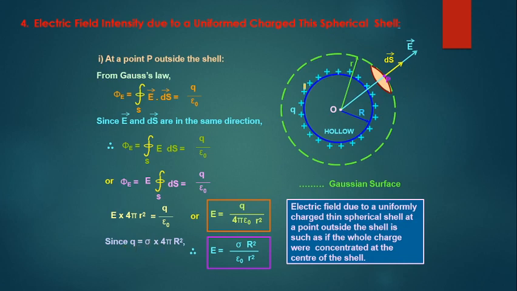So Q, the total charge over the spherical shell, is the surface charge density sigma times the surface area of the sphere, 4 pi R square, as the total charge is distributed over the surface area. So E is equal to sigma R square divided by epsilon naught r square. The electric field due to a uniformly charged thin spherical shell at a point outside the shell is such as if the whole charge were concentrated at the center of the shell.